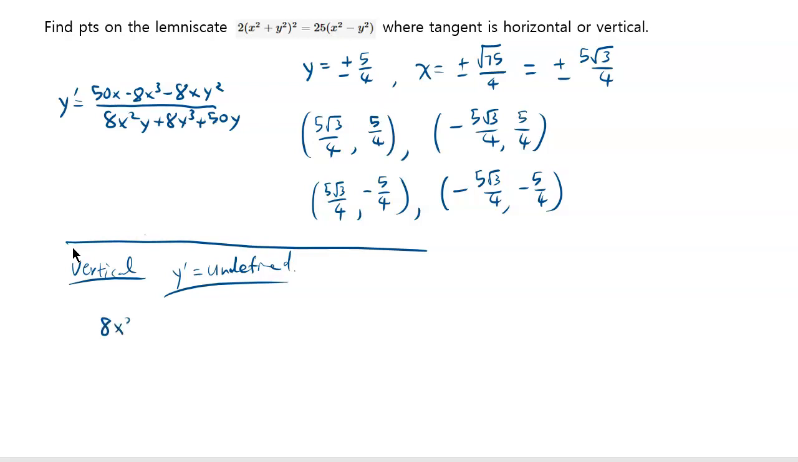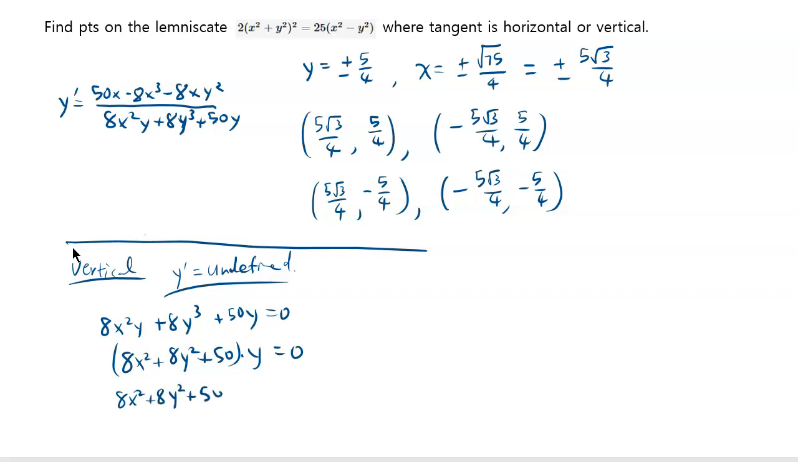So you have 8x squared y plus 8x cubed plus 50. Sorry, that was not x cubed. My handwriting was deceiving me. Sorry, that should be y. So y cubed plus 50y equal to 0. And then you factor the y and you get 8x squared plus 8y squared plus 50, times y, equal to 0, right? And then two things multiply to 0, so each individual one should be 0. Either the first factor should be 0 or y is 0.